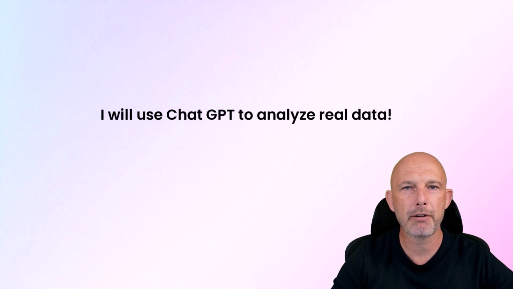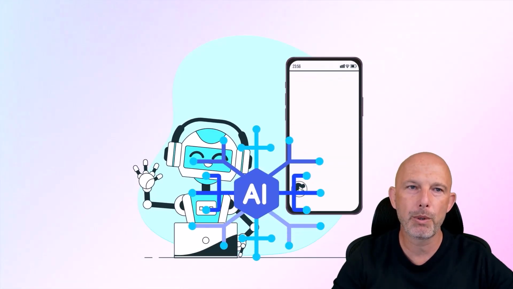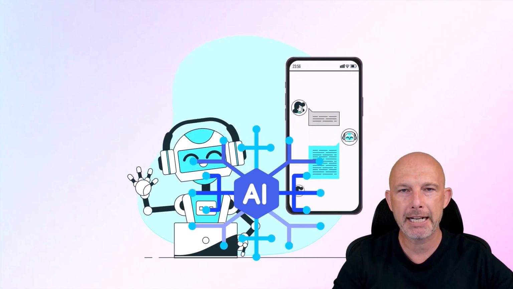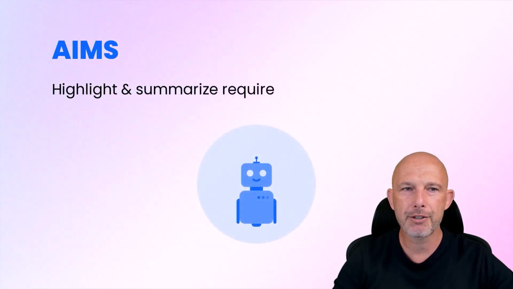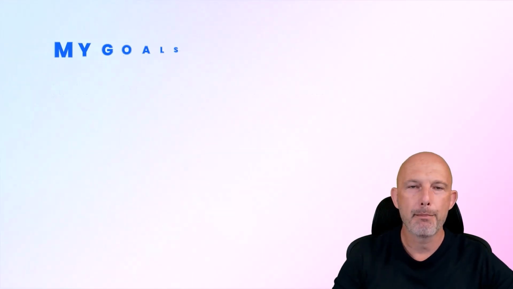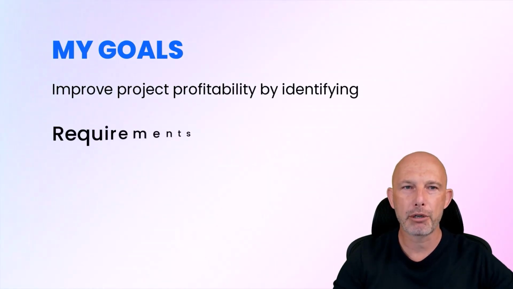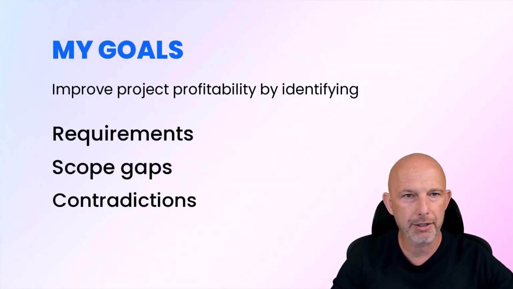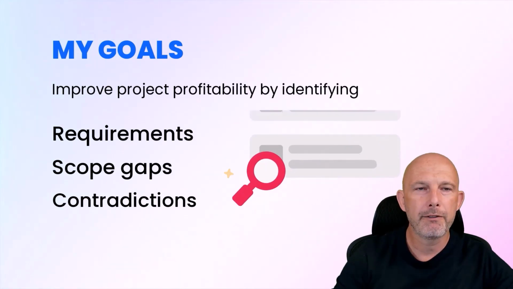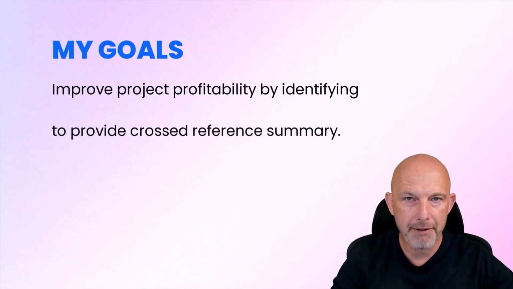Here, I will use ChatGPT to analyze project requirements using real data. I prepared a set of specifications, reports and drawings which have been redacted and anonymized. This project review aims to highlight and summarize the employer's requirements and those which are hidden in the information set. My goal is to improve project profitability by identifying requirements, scope gaps and contradictions, helping to identify various requests for information, and most importantly, to provide a cross-reference summary.